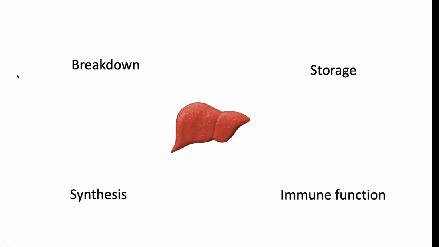And immune function as well. So the reticuloendothelial system, it contains a lot of immunologically active cells, and that acts as a sieve for antigens carried to it via the portal system. And it also produces proteins of the innate immune system.